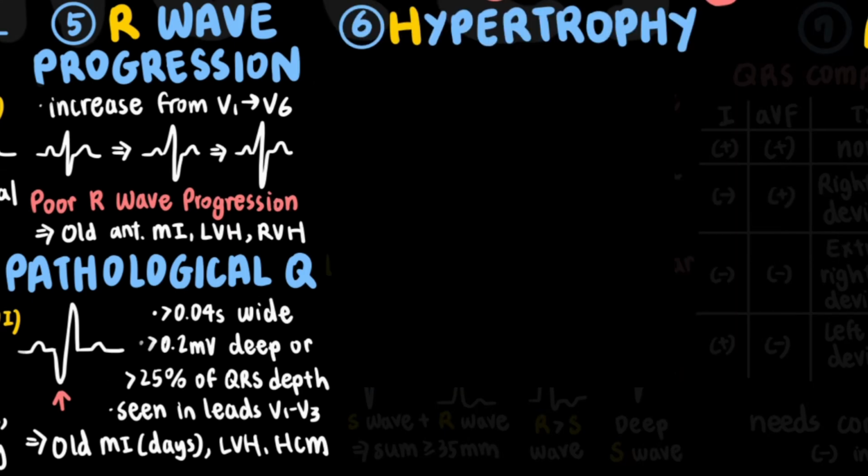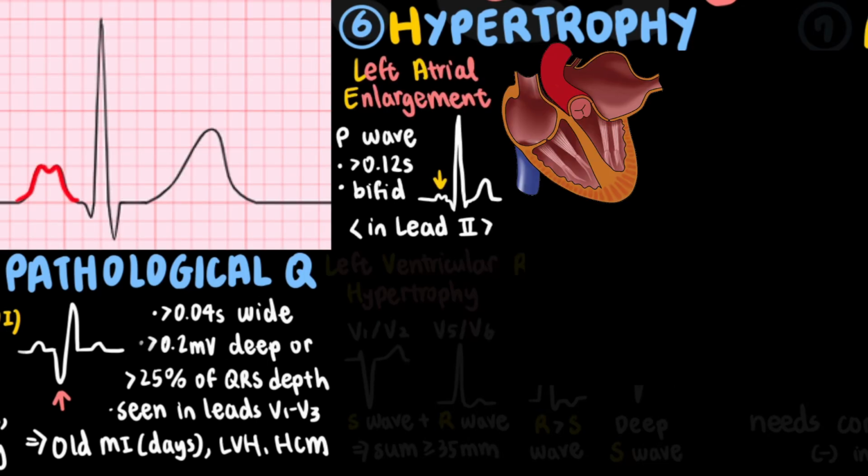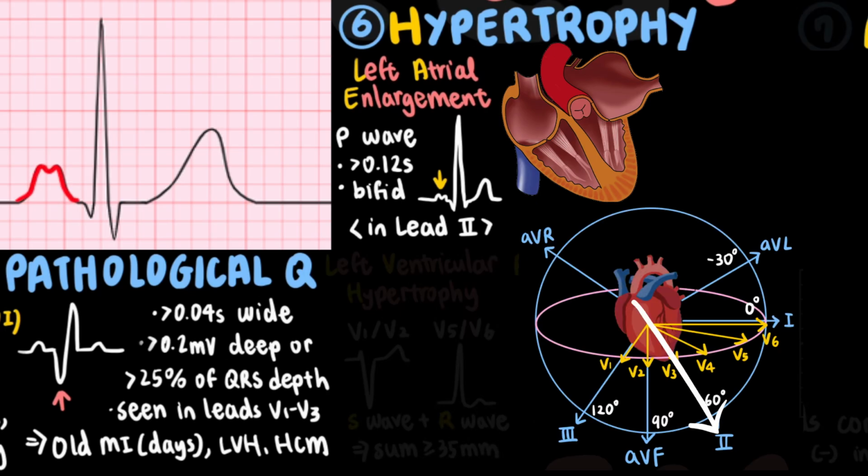Next in our mnemonic is H, which stands for hypertrophy. On the ECG, hypertrophy of the atria or ventricles produces characteristic changes that we can recognize. In left atrial enlargement, the P wave becomes wider than 0.12 seconds and often looks bifid or M-shaped in lead 2. This happens because the left atrium depolarizes later than the right atrium. And when the left atrium is enlarged, the second half of the P wave is stretched out, making the overall P wave wide and notched.